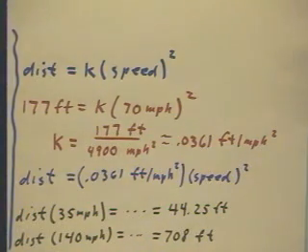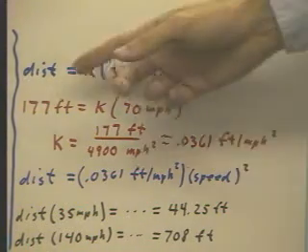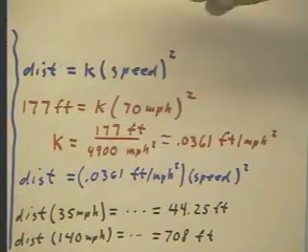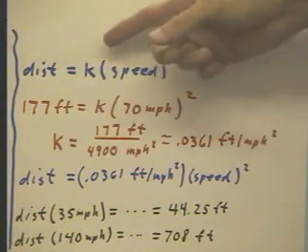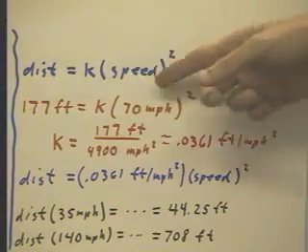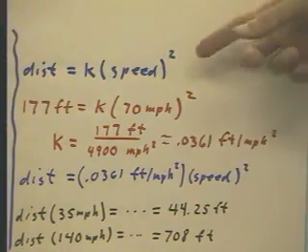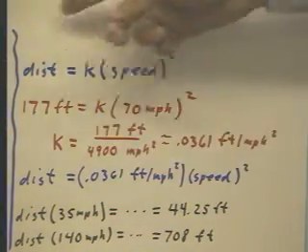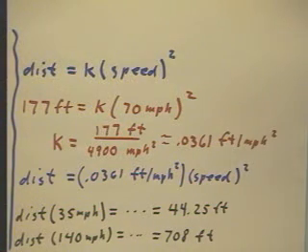The last clip involved a text problem. This clip also involves a text problem in which we're told that the distance it takes to stop a certain car is directly proportional to the square of the speed of the car. And we should know that this is how we write a direct proportionality to the square.